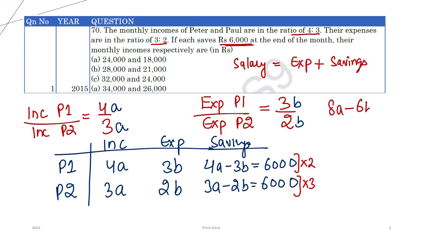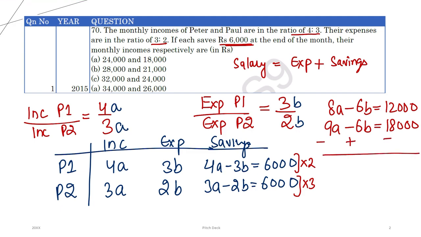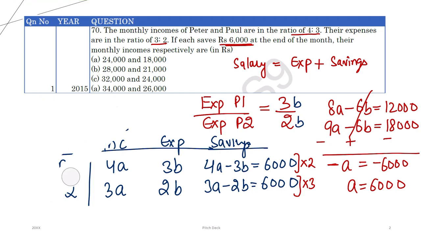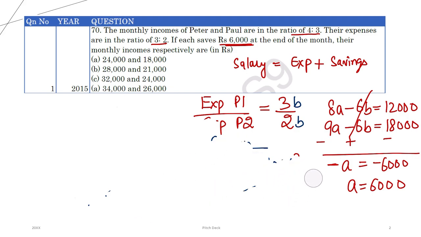So what do we have? 8A minus 6B is equal to 12,000, and in the second equation we have 9A minus 6B is equal to 18,000. I'm just going to make it quick because I've already shown you this concept in the last video. Solving this, here we have plus, minus, minus. So we have minus A is equal to minus 6,000. A is 6,000, right? Now, we know we have A as 6,000. A is 6,000. This part is clear.